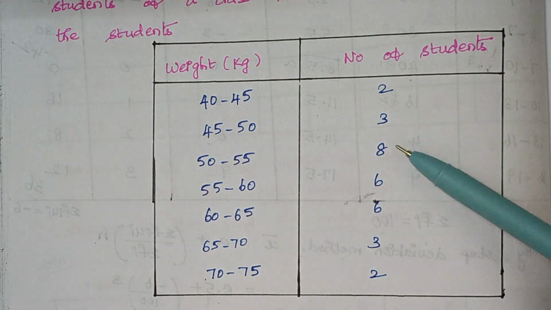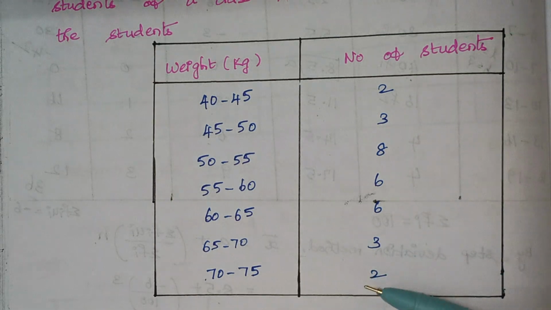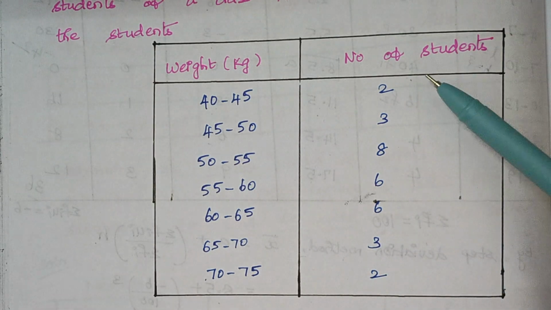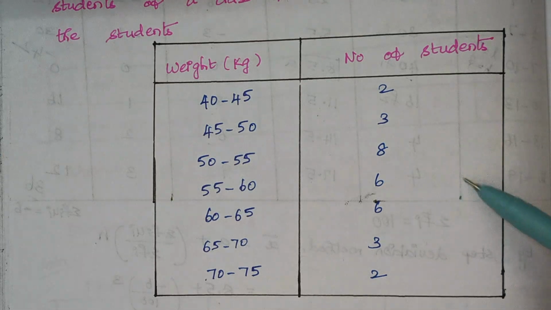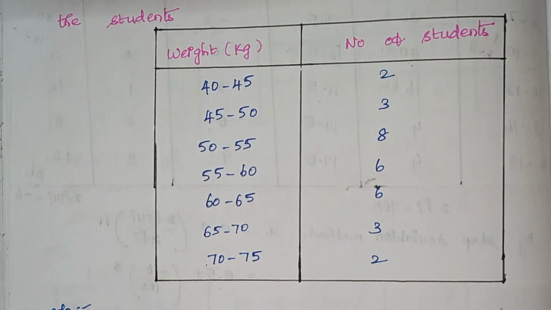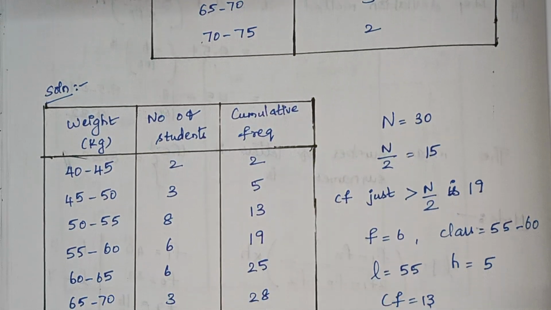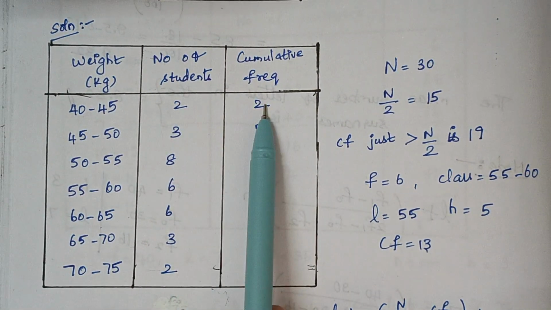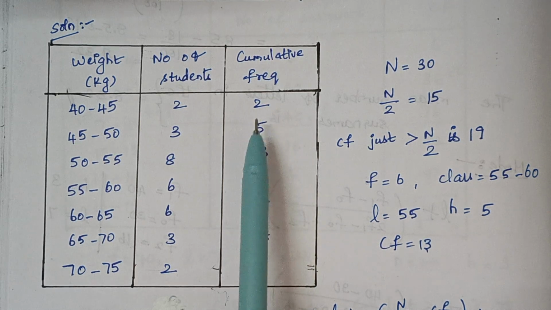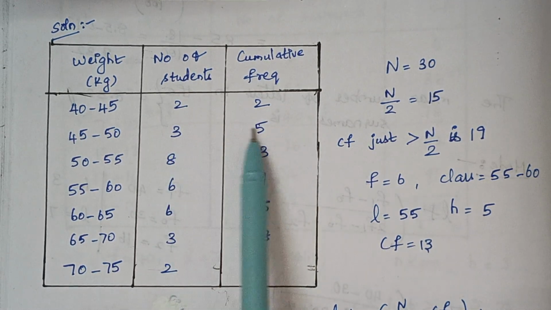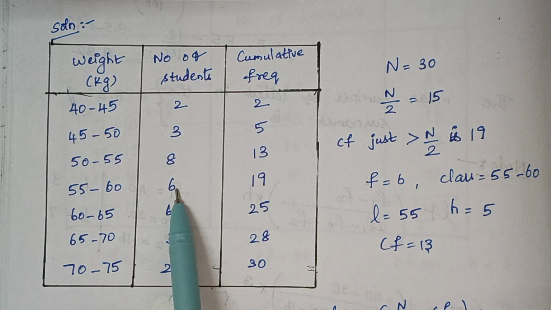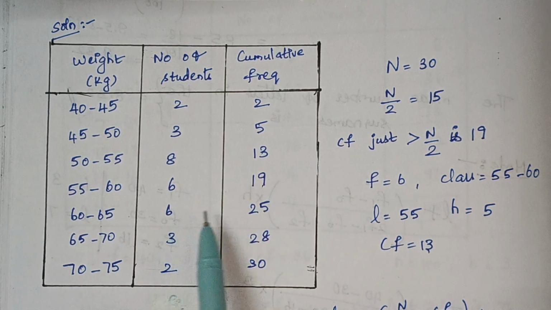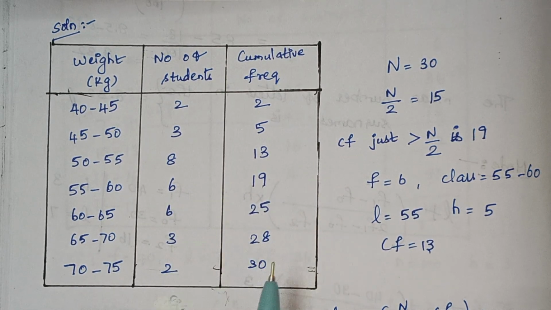Again when you look at the frequencies, you see the numbers are randomly placed. They are not in ascending order. So the frequency value is given. We have to find the cumulative frequency. So while calculating the cumulative frequency, we have to write the first number as such, and to find the next numbers you have to add. So 2 plus 3 5, 5 plus 8 13, 13 plus 6 19, 19 plus 6 25, 25 plus 3 28, 28 plus 2 30.